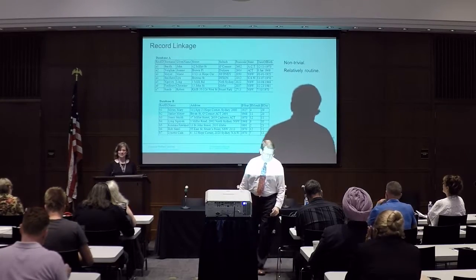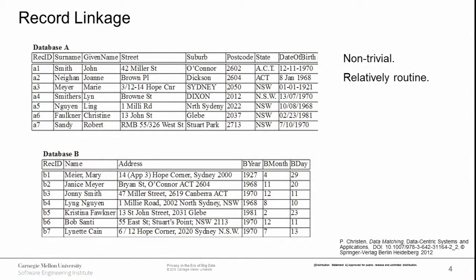So record linkage in general. I have two databases. They're supposed to be about the same people. I need to match up the records in database A with the records in database B. And this is non-trivial. There's some complexity here: the formatting of the names, the formatting of the addresses, the formatting of the dates of birth. There's a lot of processing that has to go into this. But at this point, it's a pretty routine task. We've got a textbook on it. We can teach undergrads how to do it. It's non-trivial, but routine at this point.